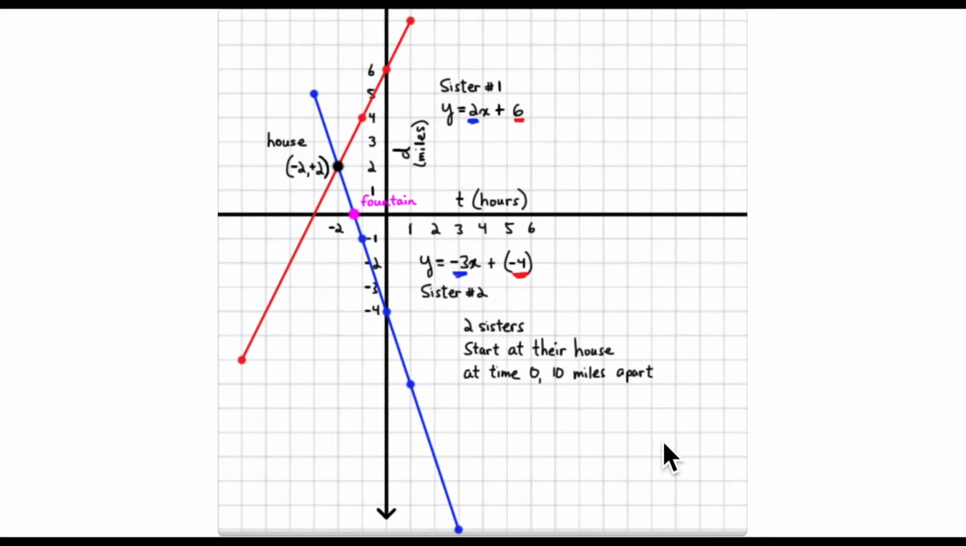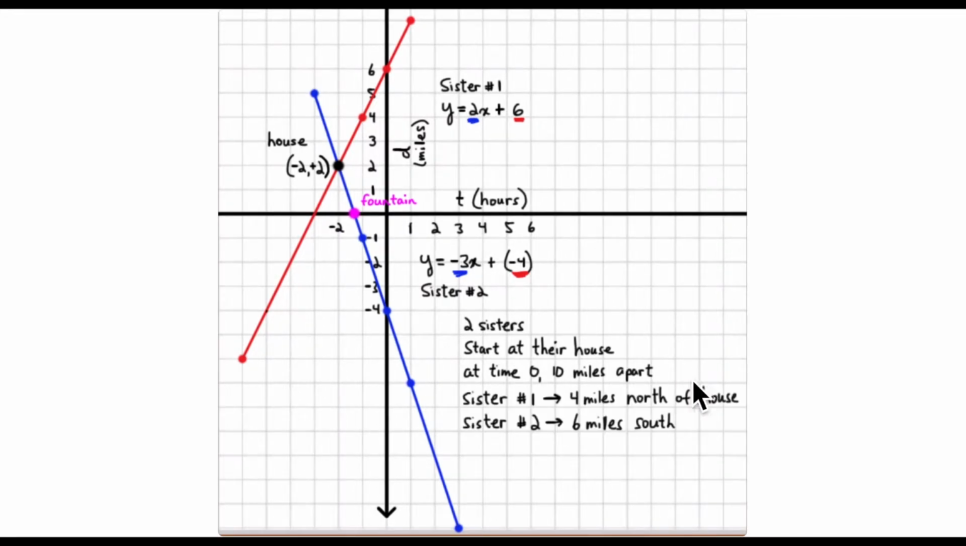At time 0, the two sisters will be 10 miles apart. So they start at their house, and when they've traveled for 2 hours, they will be 10 miles apart, and that's going to be time 0. That makes the time when they leave the house a negative time. It's 2 hours before they are 10 miles apart. So at time 0, they're 10 miles apart.